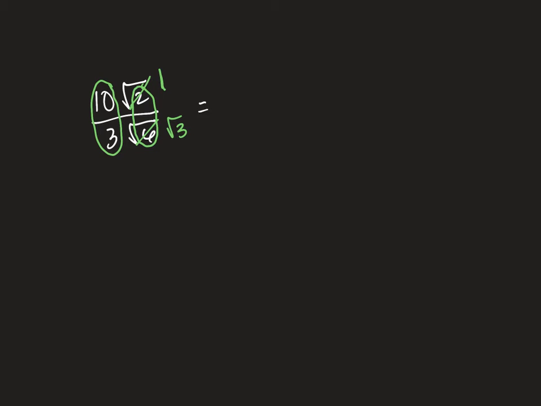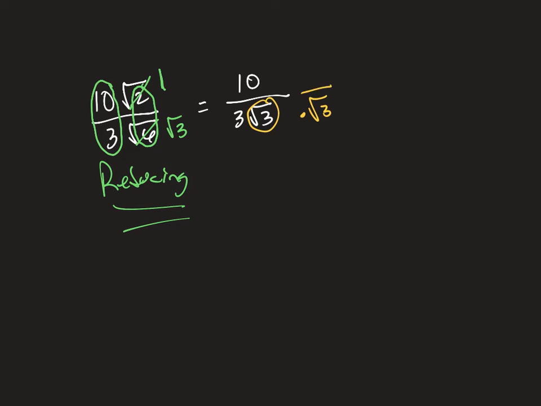Let's see what's left. 10 times 1 on top, and 3 square root of 3 on bottom. This was my reducing. Always reduce first, right? Now we're going to rationalize. And to rationalize this, we're just going to look at this square root right here, the square root of 3, and we're going to multiply by the same square root. These guys make a 3. So on the bottom, I'm going to have 3 times 3. On top, I have 10 square root of 3.